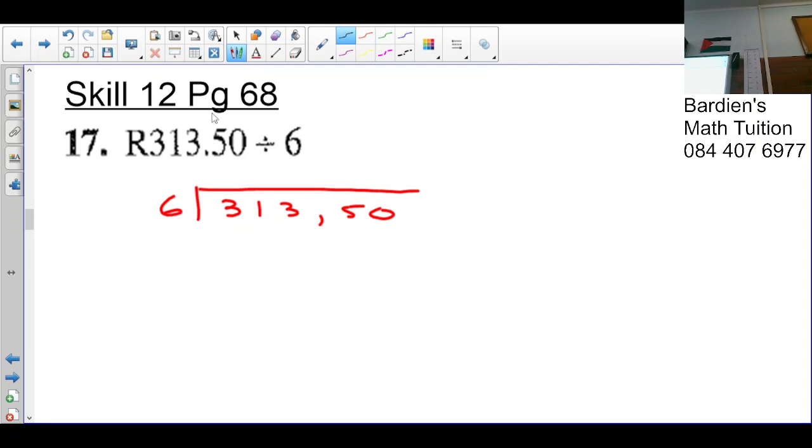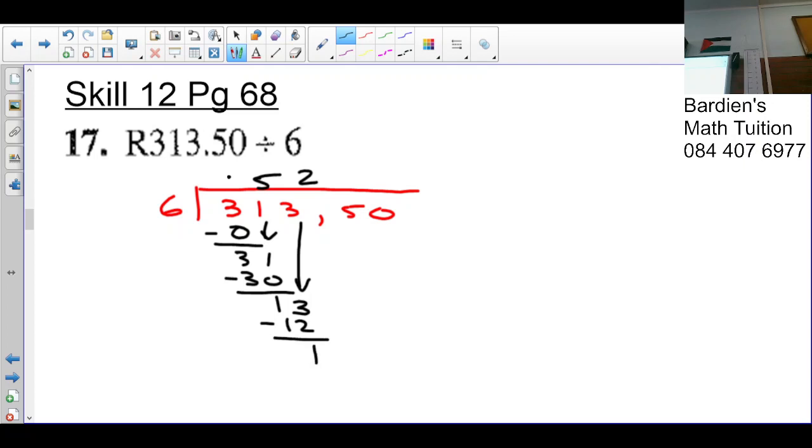So 6 going to 3, can it go? No. Here goes dot. Carry 3. Now you see I'm already doing short division. So 0 times 6 is 0. Carry down the 1. 6 goes into 31 how many times? 5 times. 5 times 6? 30. Minus 1. So I bring down the 3. 6 going to 13 how many times? Twice. 2 times 6? 12.